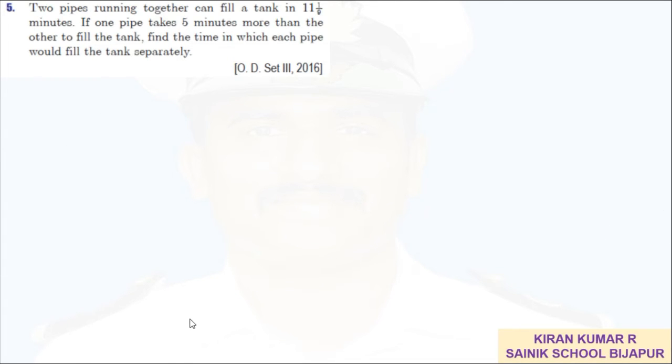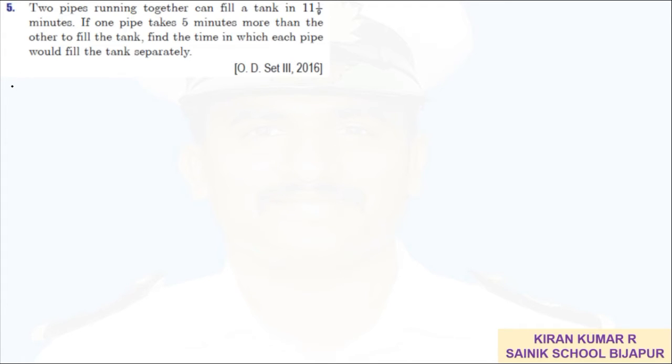Here we have a word problem, very important. Two pipes running together can fill a tank in 11/9 minutes. If one pipe takes 5 minutes more than the other to fill the tank, find the time taken by each pipe to fill the tank separately.